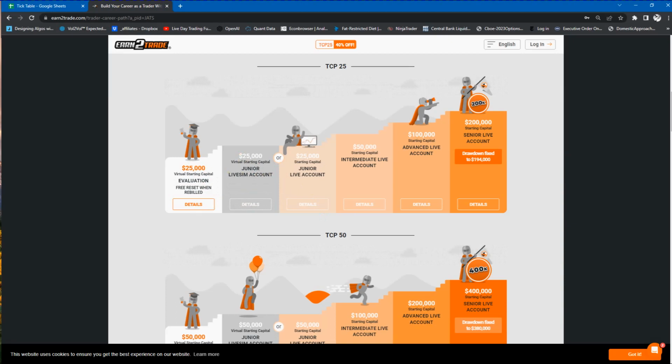Once you become a prop trader, you sign your contracts, you have to pay your fees up front, right? You have to pay your data fees. So that can be a little bit cost prohibitive for somebody just starting out. Or you can go right into the live account, pay your fees. It's basically the same thing.